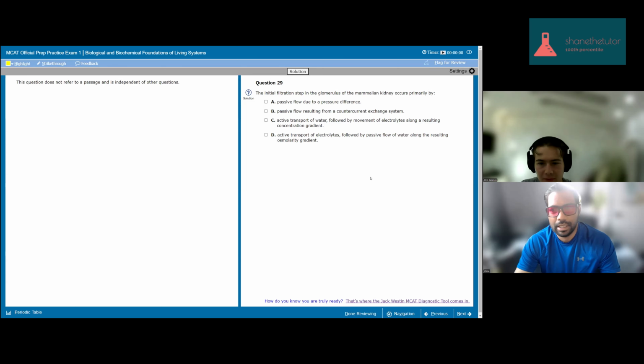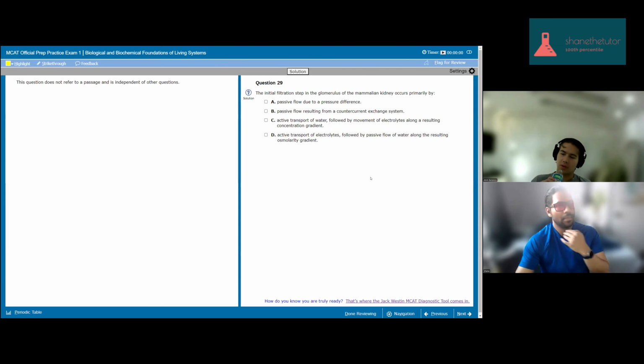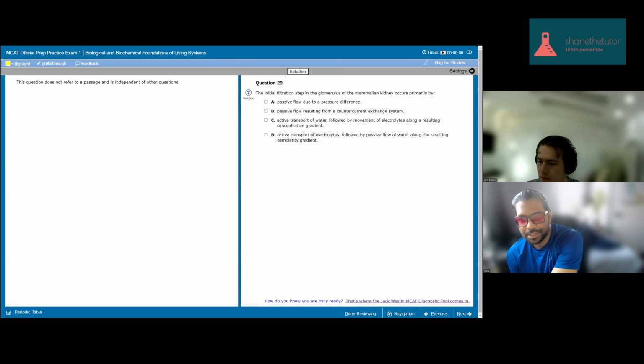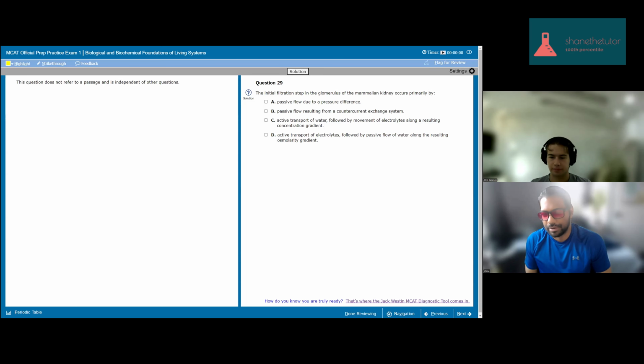So we talked a bit about the passive flow versus active transport, so you are aware of that now. And you said from the countercurrent exchange. So what is that? What is the countercurrent exchange?